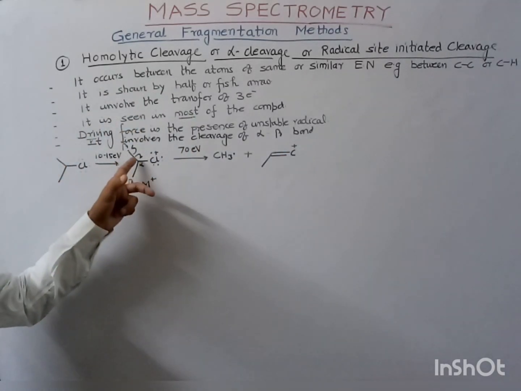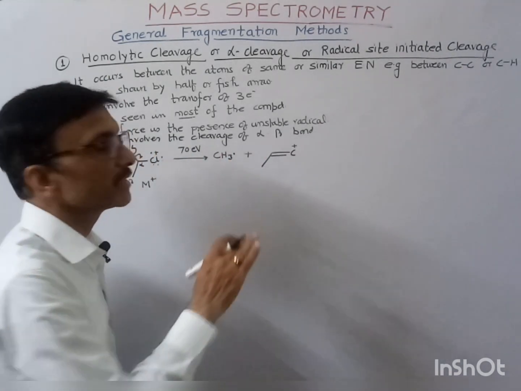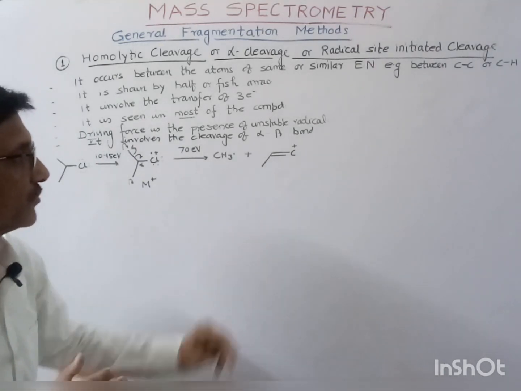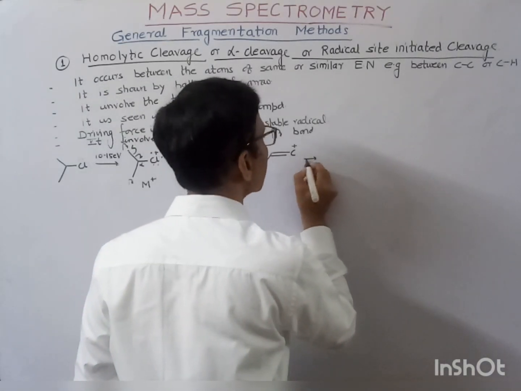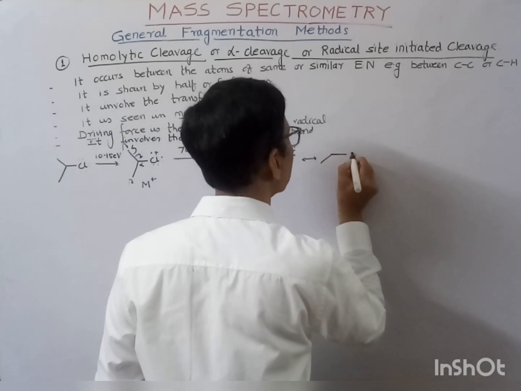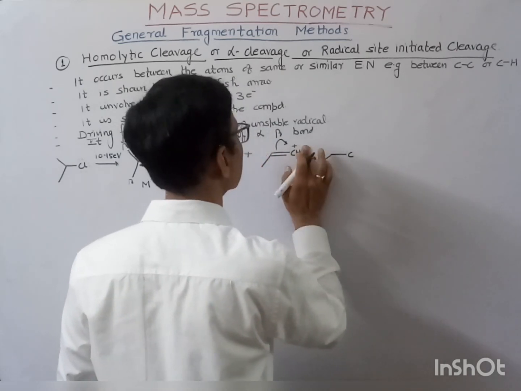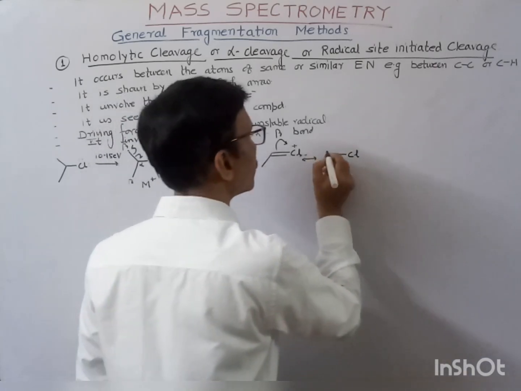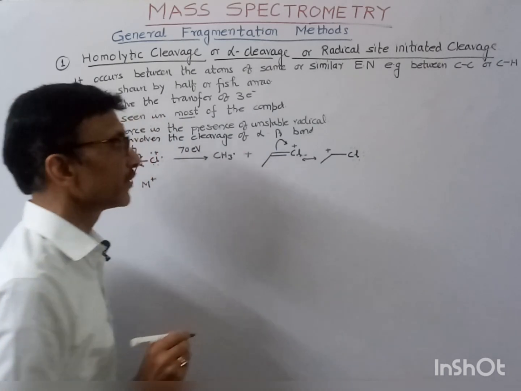One electron over here and another electron here will form a double bond, and another driving force for the formation of this cation is that it is resonance stabilized. The positive charge will come over here, and so this is the driving force.